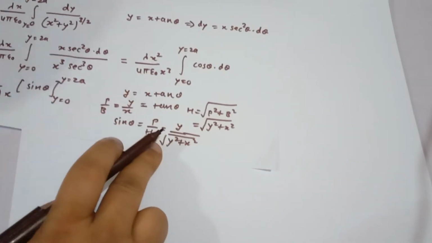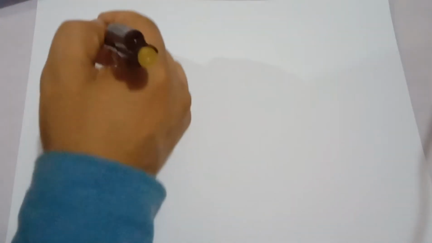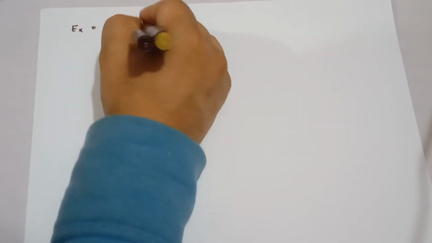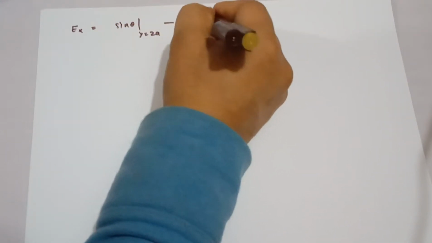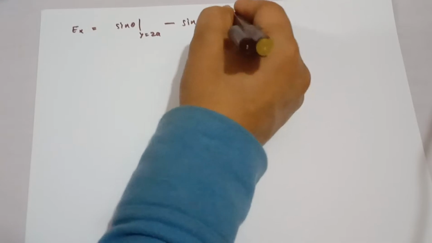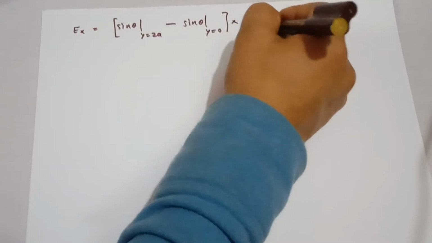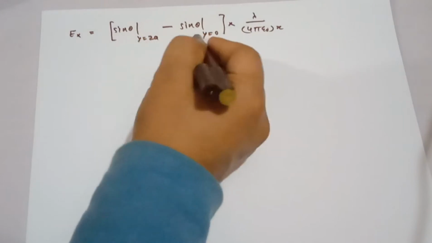Right? Okay. So what you can write here is the electric field along the x-axis would be sine theta when y is equal to 2a minus sine theta when y is equal to 0, multiplied by lambda over 4 pi epsilon naught into x. Our focus is here actually.